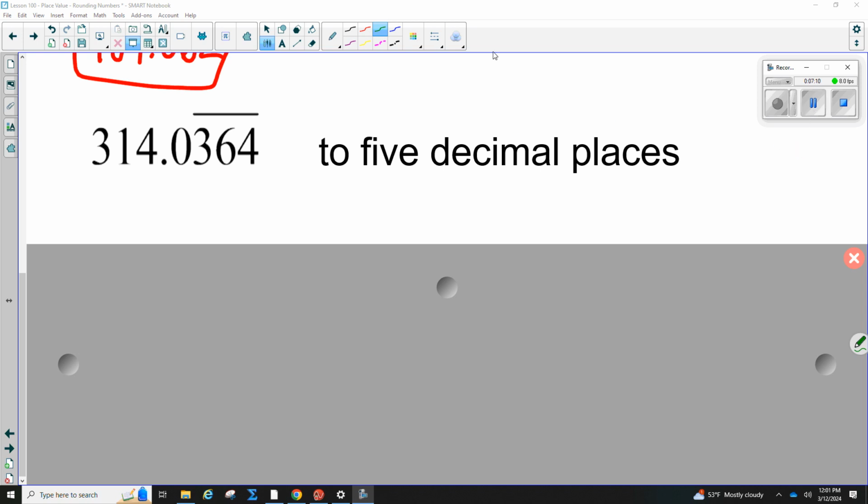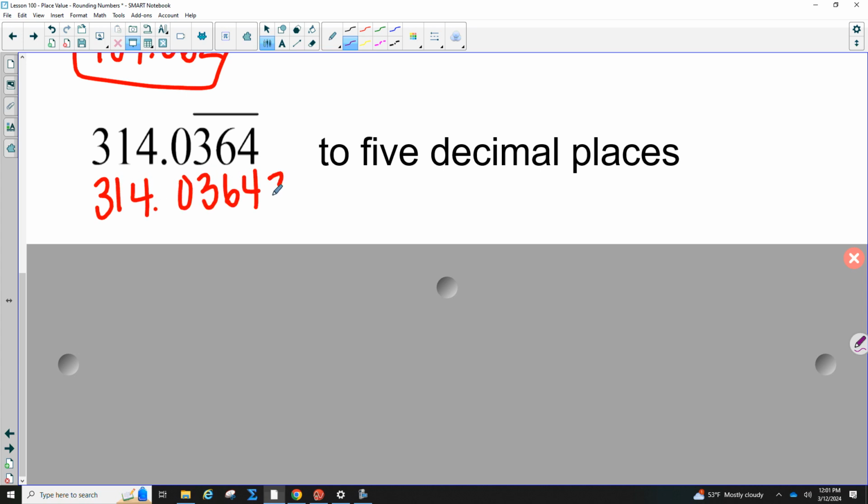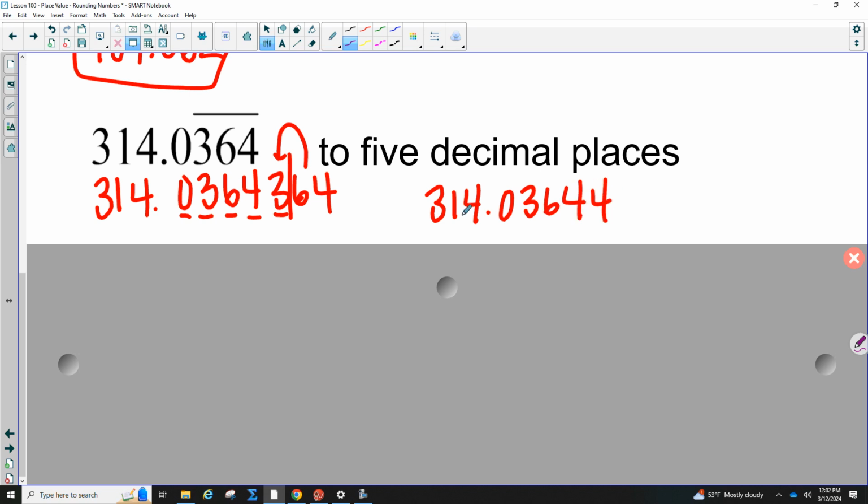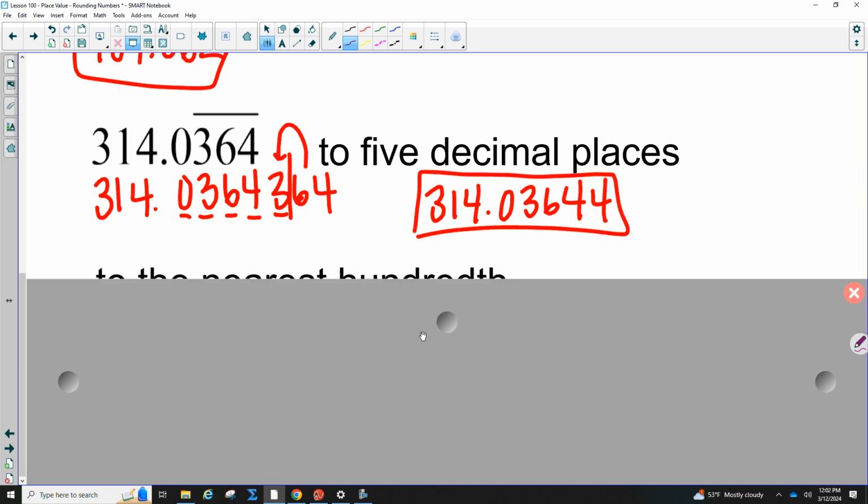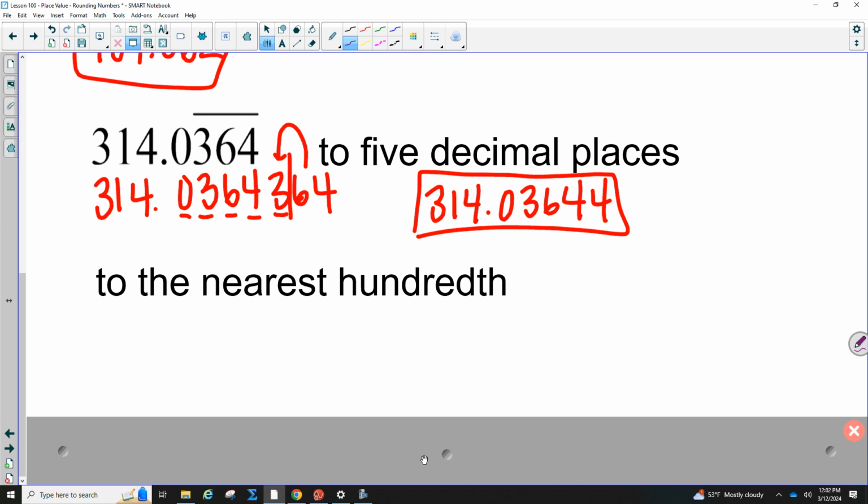For this one, you want to write that repeater out at least once, just the 364, not the 0, because the bar is only over the 364. Round to 5 decimal places. So 1, 2, 3, 4, 5. Put your line right after. The 6 makes this round up. So you should have 314.03644. Now we're going to do the same number to the nearest hundredth. Go ahead and pause the video.